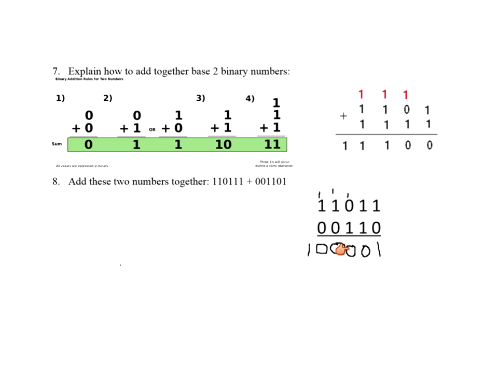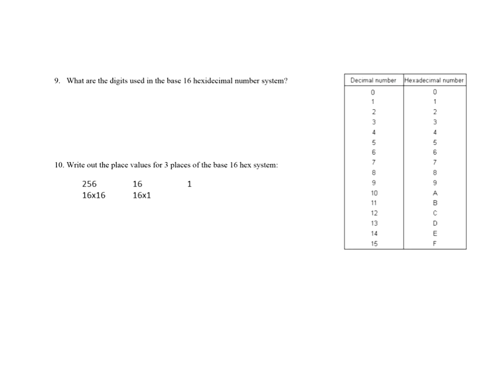Then 1 plus 1 is 1, 0, carry the 1, repeating for the remaining columns. Okay. I think that's right. If it's not, email me, but I think that's the right answer.